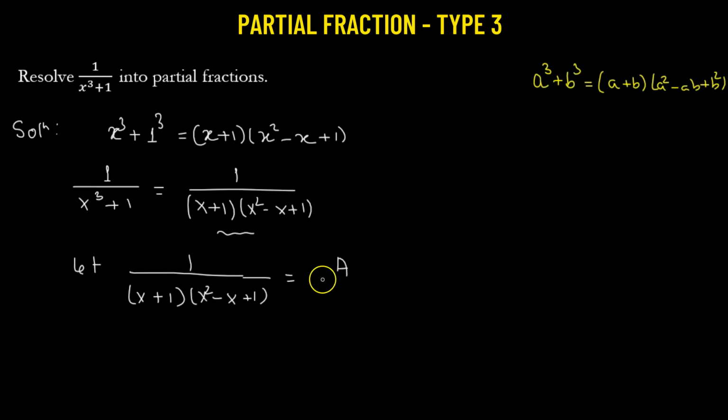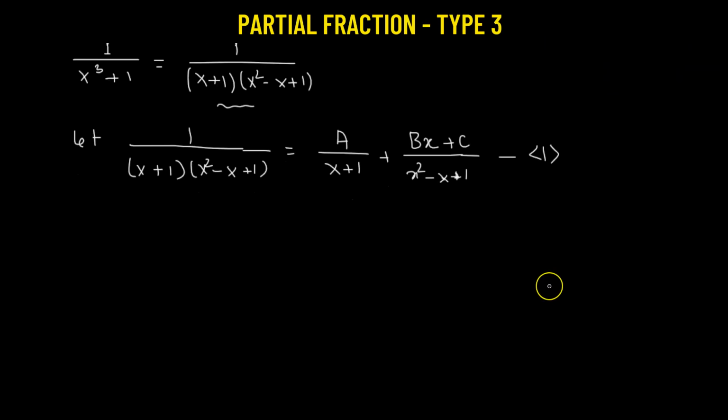The first one will be given by a over x plus 1, and the second one will have x squared minus x plus 1 in the denominator. However, we have to be a bit careful about what we write in the numerator, because here we have a quadratic factor. x squared minus x plus 1 is quadratic in nature, so its numerator is not going to be b, but bx plus c. This is how we can resolve the given rational fraction, 1 over x cubed plus 1, into two partial fractions. Now our goal will be to determine the values of a, b, and c. We're going to label this as number 1.